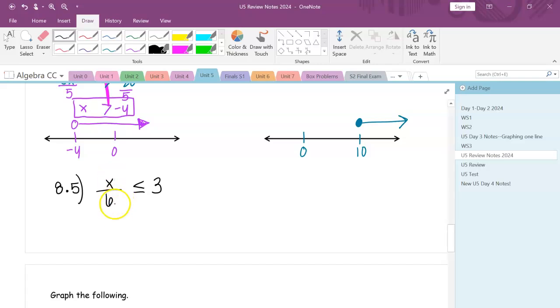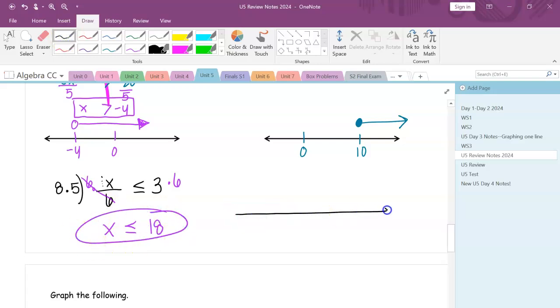Remember that when you are dividing by a number, you could think of this as a 1/6. We can either multiply by the reciprocal, so multiply by 6 over 1, or you can just think of it as it's dividing by 6, so I need to multiply by 6. We are not flipping the symbol because this is a positive. 3 times 6 is 18. And again, because it has the equal to, that means you're going to have a solid dot. Make sure it's over the 18, and then follow the arrow. We're going to the left.